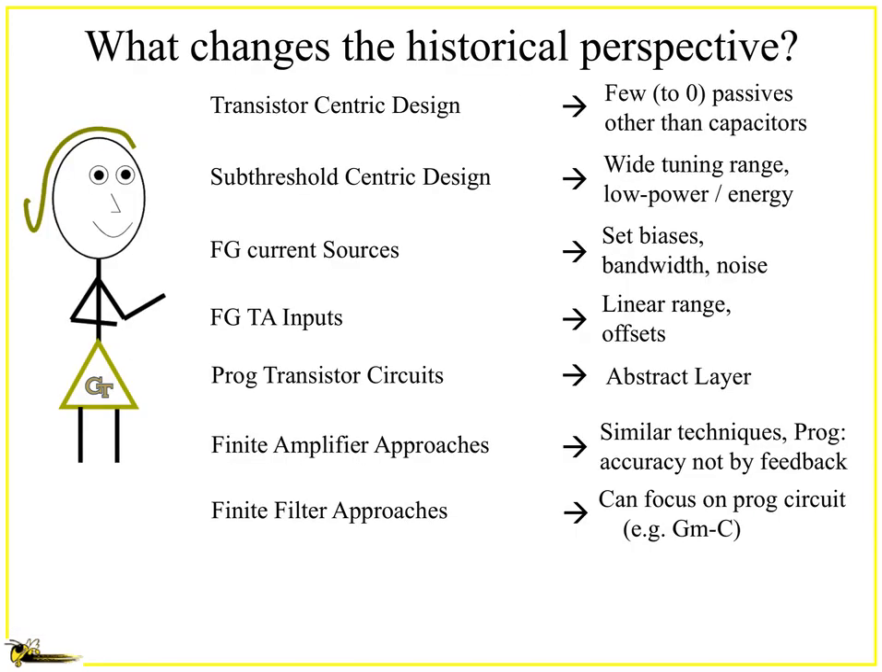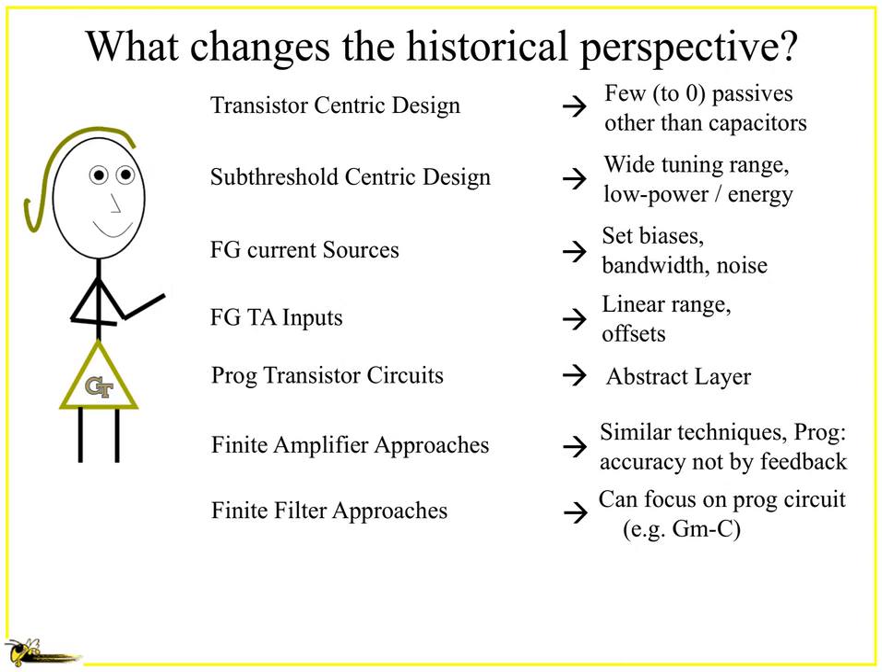And so this really changes it, where things are now transistor-centric design. You're maybe only needing a couple or maybe no passives, in a practical sense. There always probably are a couple in biasing the structure. Things are subthreshold-centric design, which gives you the wide tuning range. It also turns out to be really important for scalability, because subthreshold always shows up, while above threshold disappears as you scale to more and more advanced processes.